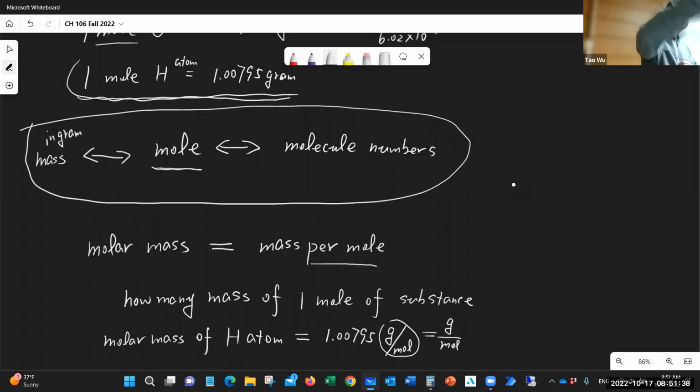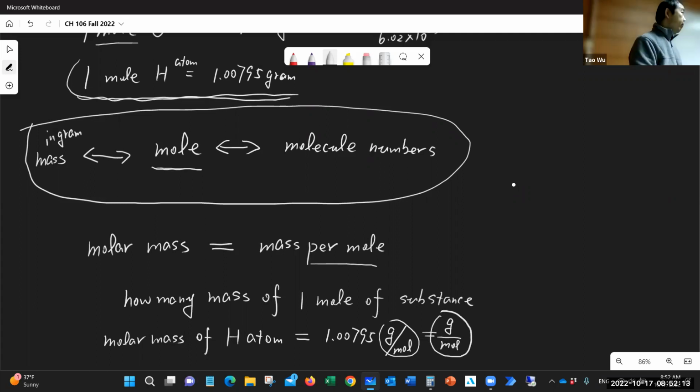Okay, so for example, if we talk about sodium, 22.98977, that is the molar mass of sodium, which means 1 mole of sodium atoms is 22.98977 gram. Or you can just write: molar mass of sodium is equal to 22.98977 gram per mole. So molar mass, the unit is gram per mole. Again, molar mass unit is gram per mole.